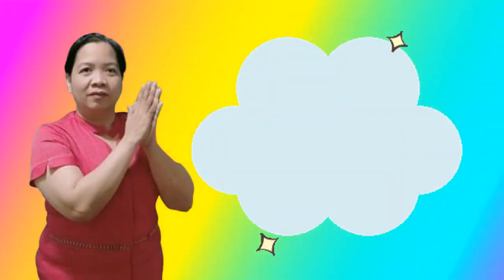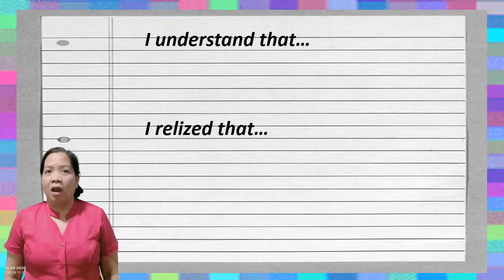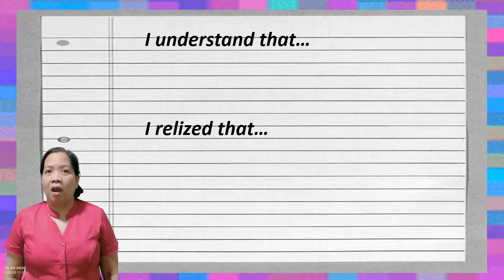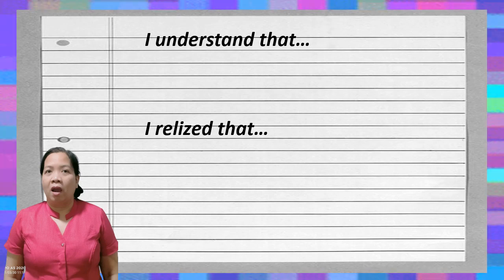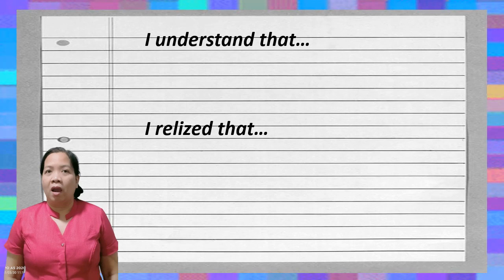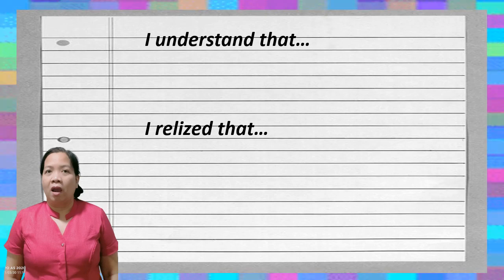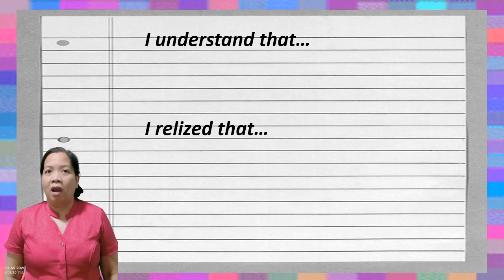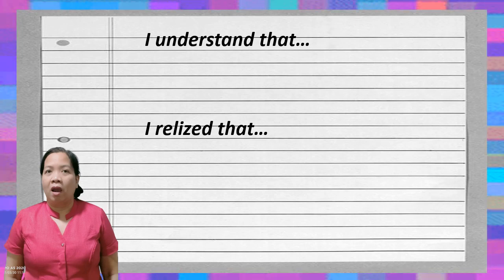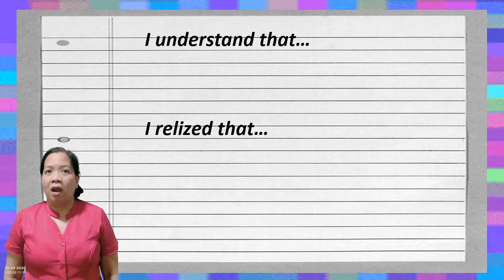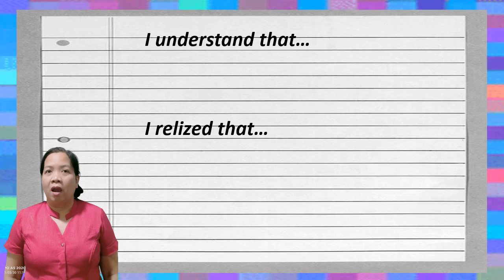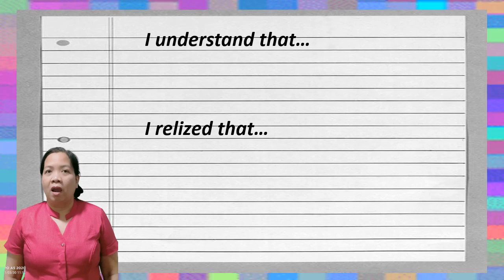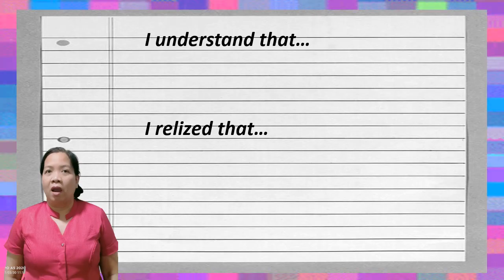This is your last activity. You are going to write what you understood and what you realized in our lesson in the types of sewing machine and their uses. Write it on the activity sheet I gave you and make sure to submit it in the assigned schedule. I hope you understood our lesson and I hope you realized how important it is to know the different types of sewing machines based on their uses.